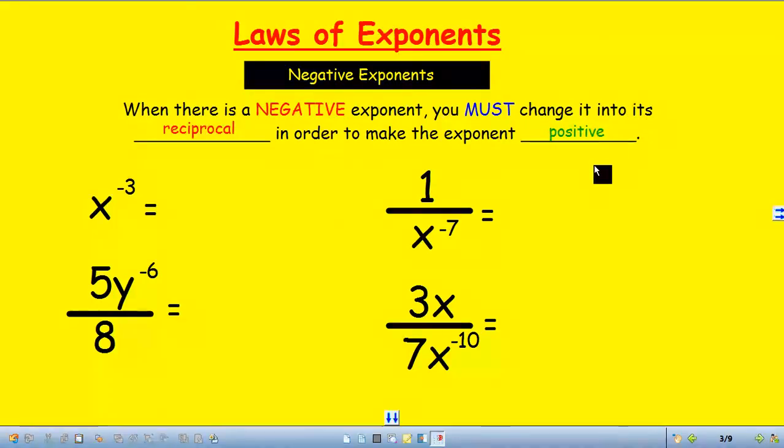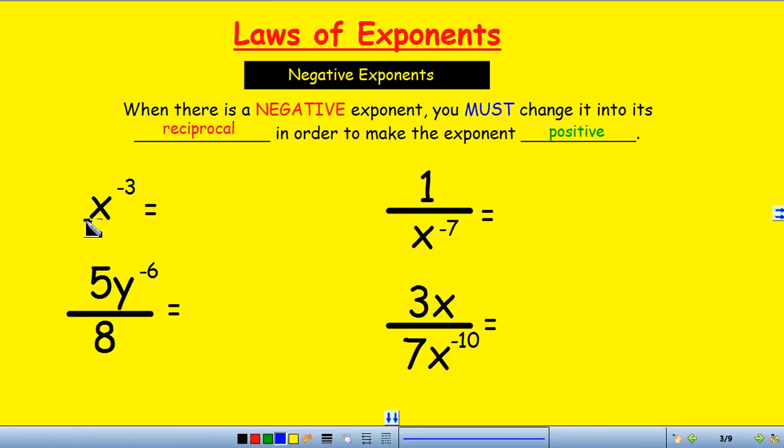So the rule is we can never have negative exponents. Negative exponents are illegal in math. So we always have to change it into its positive, and the only way we can make it positive is by using its reciprocal. For instance, if we have x to the power of negative 3, a reciprocal means if the number is in the numerator, we have to move it into the denominator.